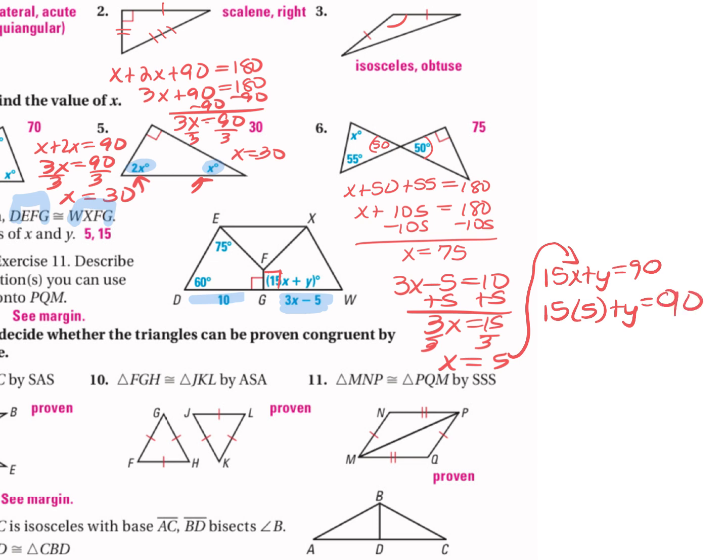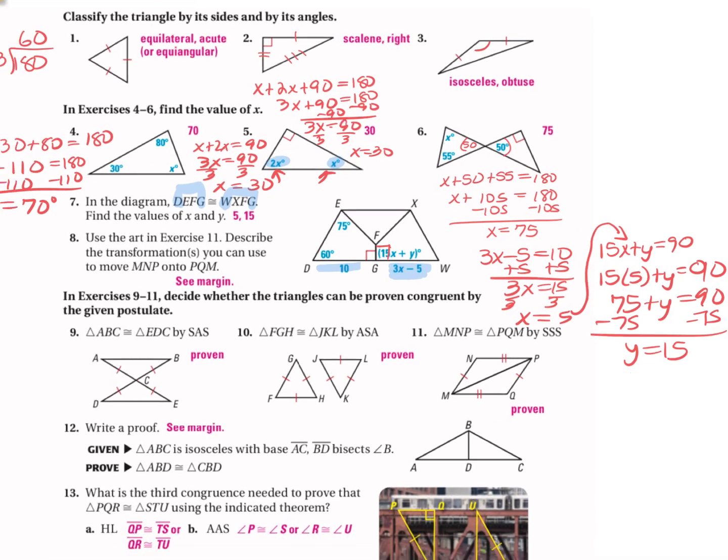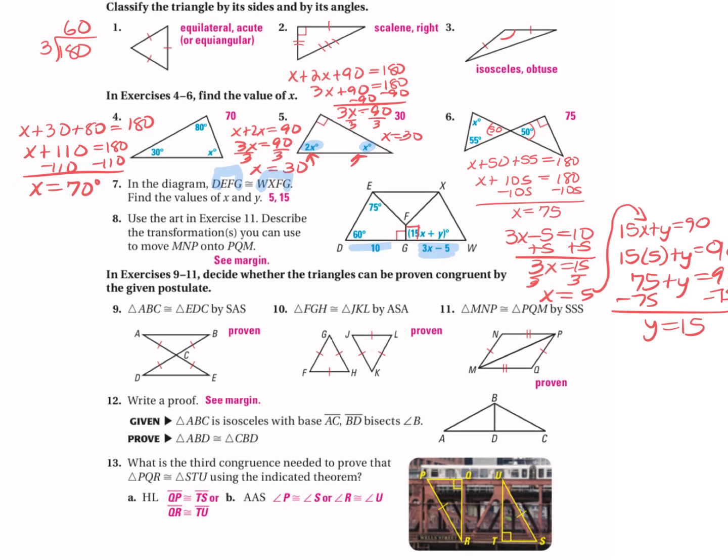And now I can multiply. So 15 times 5 gives me 75. And then I'm going to subtract it from both sides. And I get y equals 15. All right, so we are not doing transformation, so you can skip that question.